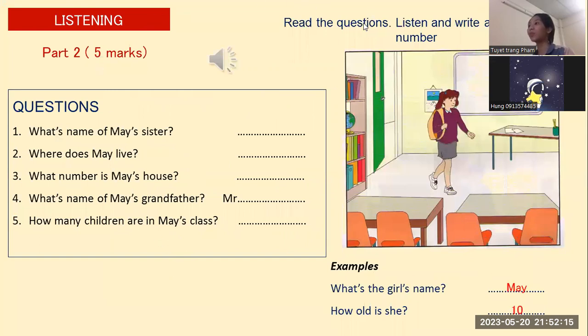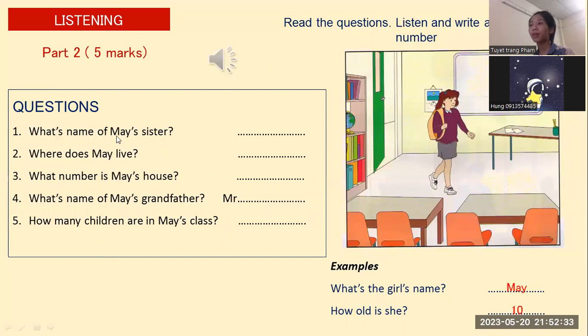Part 2. Read the questions. Listen and write the name or number. Okay, and you have examples here. What's the girl's name? She's May. And how old is she? She's 10. Okay. And you have some questions here.